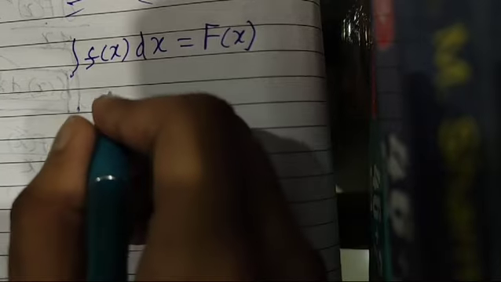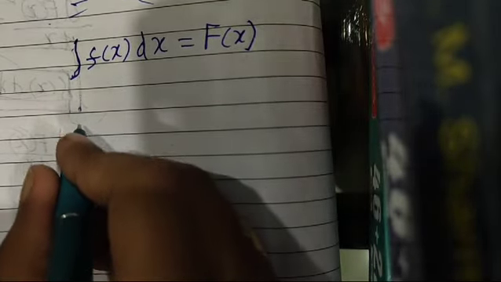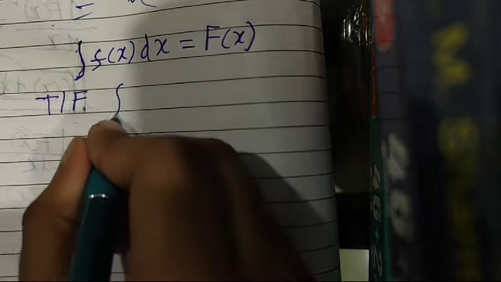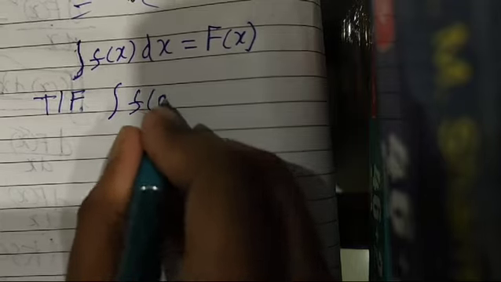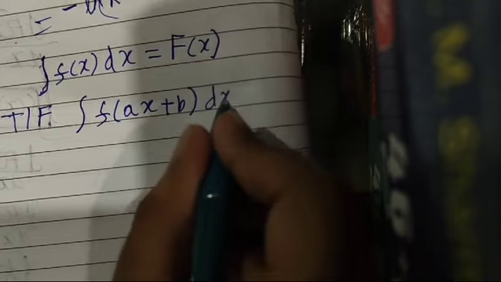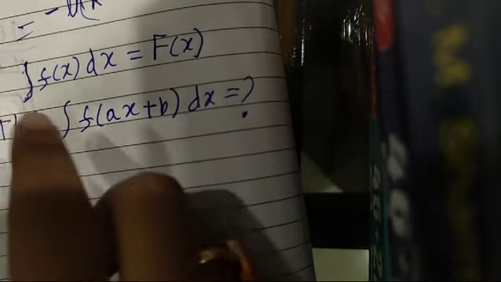so let us assume a function f of x which on integration gives capital F of x. Okay. Now we have to find the integration of f of ax plus b dx. It is equal to what?